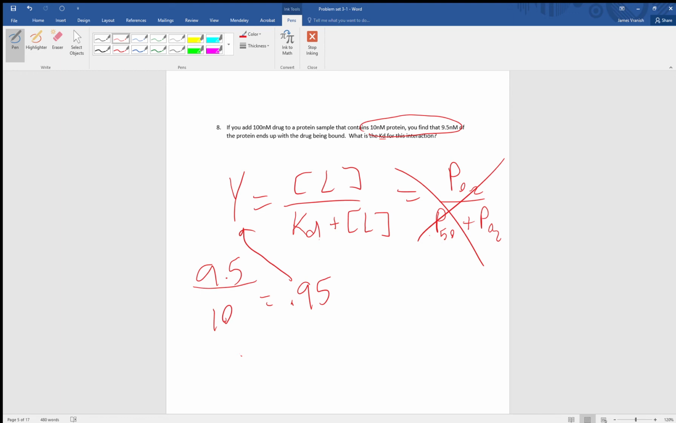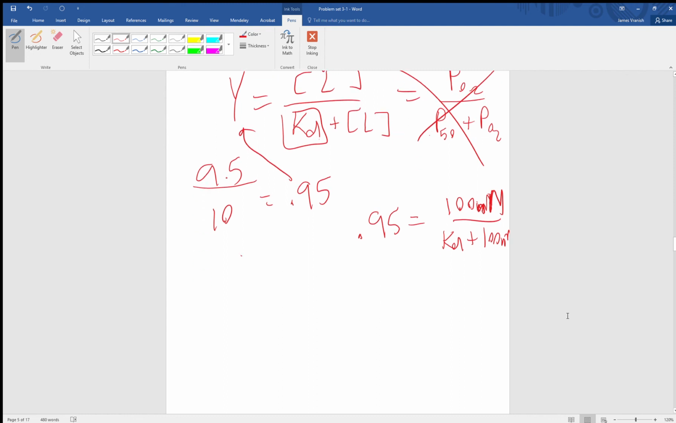Now, the other piece here is we're given L, the ligand concentration. So the only thing we don't know now is KD. So our equation looks like this: 0.95 equals 100 nanomolar divided by our KD plus 100 nanomolar. Now we have to do some algebra here, and this algebra is a little bit more complicated than other things that we do. What we're going to do is multiply both sides of the equation by this denominator, so both sides are getting multiplied by KD plus 100 nanomolar.